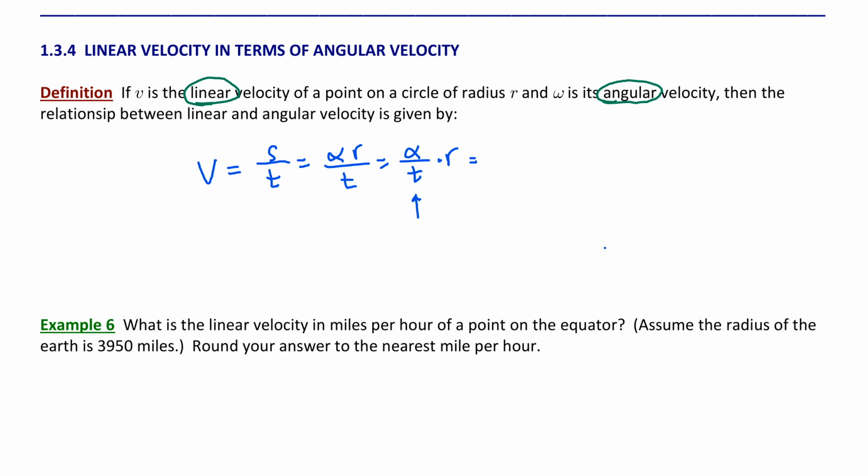Then we can recognize we have alpha over t. Alpha over t is angular velocity, and we still have that factor r there. So in short, linear velocity is equal to angular velocity times radius. So that expresses the relationship between the two types of velocity that we've studied in this section. Let's use this formula to solve a couple of problems.